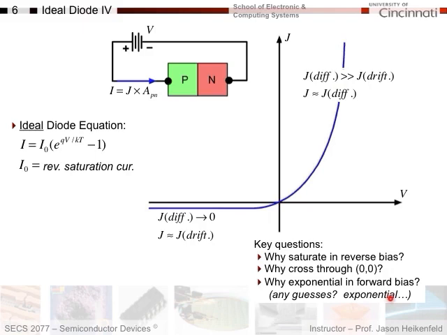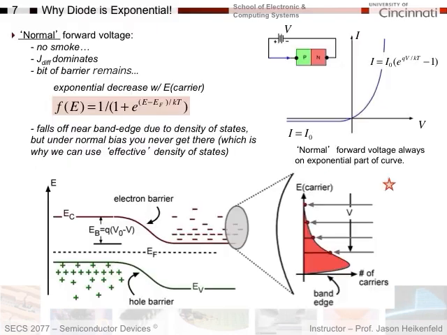Think about that. What else in this course have we looked at that is exponential? If you can answer that question, you'll be able to figure out why this is exponential in forward bias. So, here is why the diode is exponential in forward bias. This is critically important to understand.